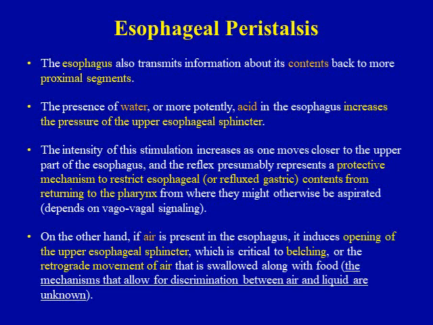On the other hand, if air is present in the esophagus, it induces the opening of the upper esophageal sphincter, which is critical to belching, or the retrograde movement of air that is swallowed along with food. And still today, nobody knows what mechanism discriminates between air and liquid, because we said liquid will cause closure of the upper esophageal sphincter, while air causes the opening of the upper esophageal sphincter, and we don't know the exact mechanism why they work in different ways.